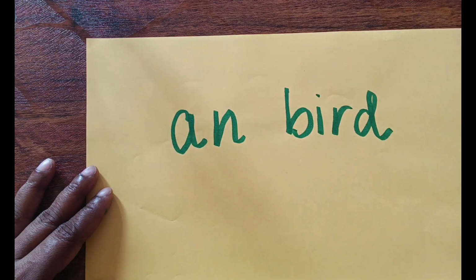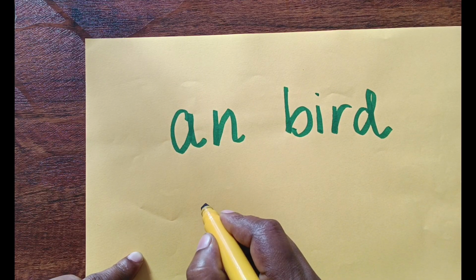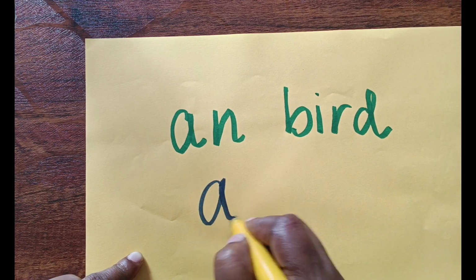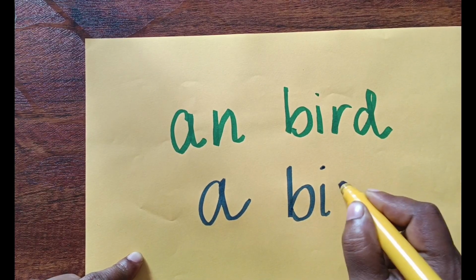Next one, find the mistake and correct it. An bird. Is it correct? No, because bird begins with a consonant. So we need to write a bird.